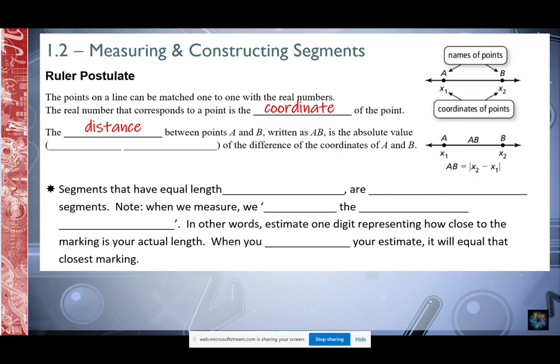And then we also want to think about the distance between those 2 points, this is a ruler, right? Which is written just as AB, no symbol on top, is the absolute value. And all that means is that it's always going to be positive. Distance is always positive, or the difference of the coordinates of the points A and B. So we're looking at the absolute value and just do the subtraction.